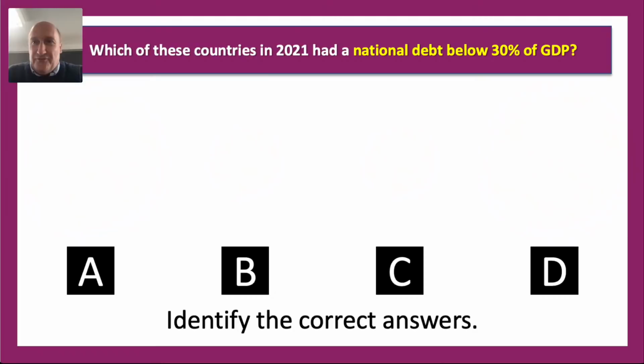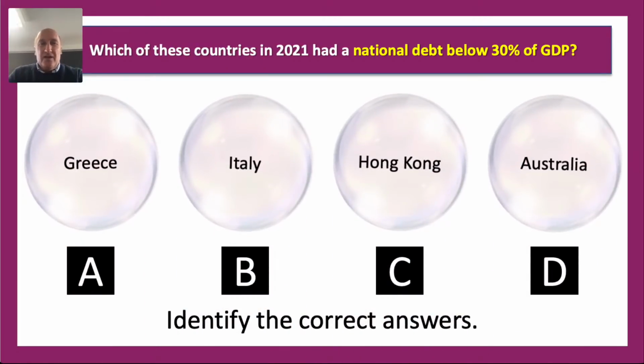Here's another bubble quiz question for you, just to get us warmed up. Which of these countries in 2021 had a national debt below 30% of GDP? What do we reckon? Yeah, absolutely. Alex saying they're expecting to spend nearly £1 trillion, I think, in 2021, which is staggering. Which of these countries had a national debt below 30% of GDP? Cormac thinks it's C and D.